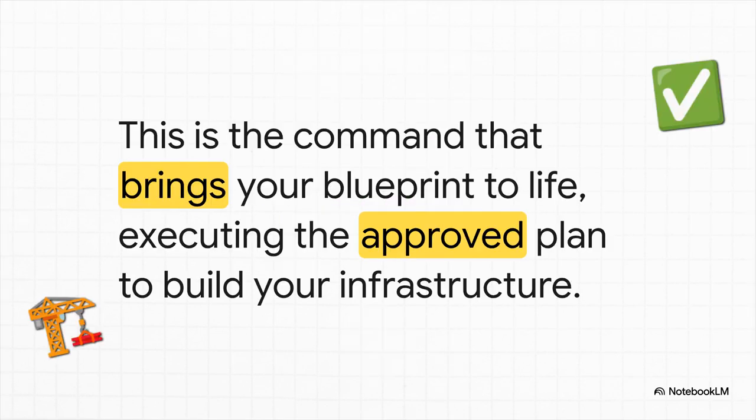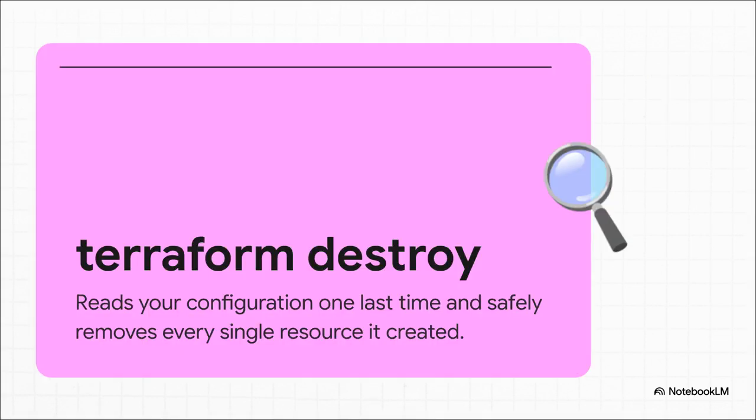So once you've reviewed the plan and you've given it the green light, you run terraform apply. This is the command that brings your blueprint to life. Terraform takes that exact plan it just showed you and executes it, building or modifying your infrastructure until it perfectly matches your code. And finally, when you're done, maybe it was just a temporary environment for testing or a feature branch, you run terraform destroy. It reads your configuration one last time and safely removes every single resource it created. It's a clean, complete, no-mess teardown.